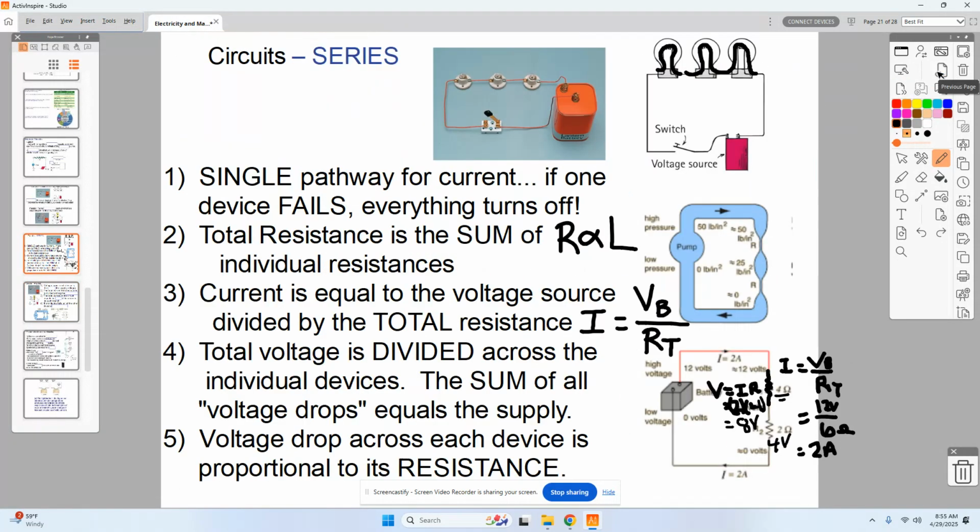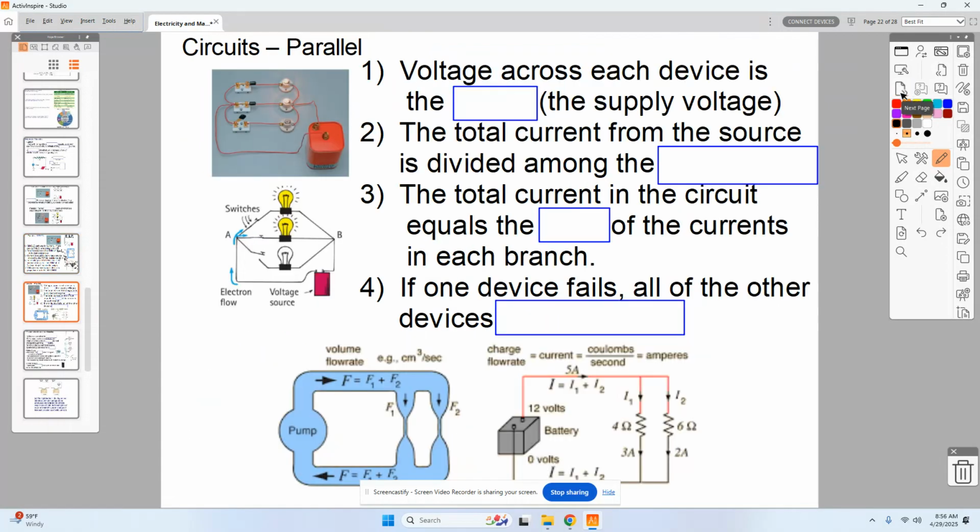Okay, series circuits. We did that yesterday with passing the tennis balls around. The other kind of circuit is a parallel circuit. In a parallel circuit, the voltage across each device is the same. Now if you look at the arrangement of those light bulbs, you see that each has their own dedicated path.